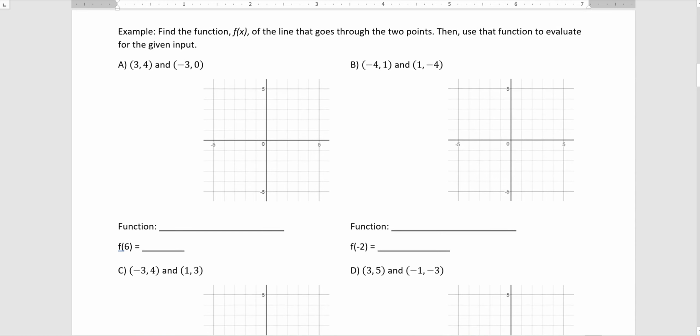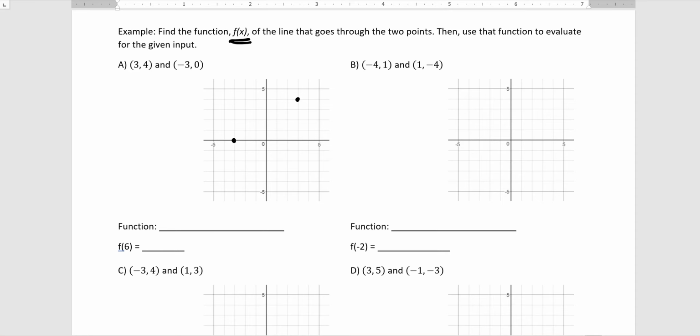So what we're going to do now is find the function f of x of the line that goes through the 2 points, and then use that function to evaluate for the given input. So this time, instead of writing it as y equals, we're going to write it as f of x equals, but the process still stays the same. All right, so let's do letter A together. We're going through the points 3, 4, and negative 3, 0.